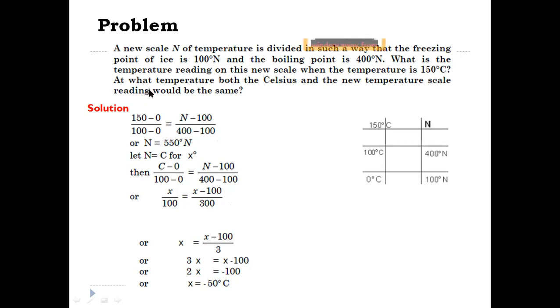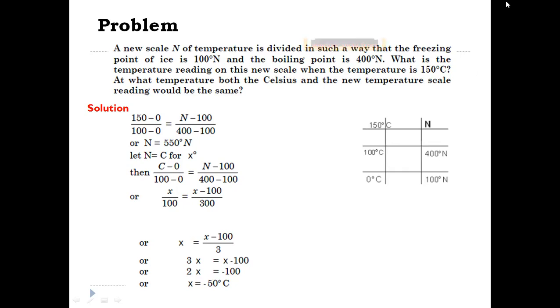Next they have asked at what temperature both the Celsius and new temperature scale readings would be the same. So here, for 0 degrees centigrade, it is 100. For 100, it is 400. For 150, it is 550. So like this, if you go on increasing or decreasing the temperature, at what temperature on the centigrade scale will it become equal to that of the new scale? That particular temperature we have to find out.